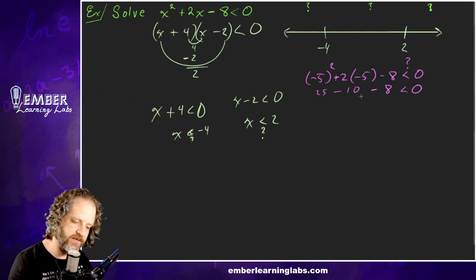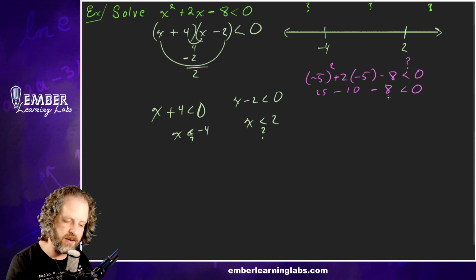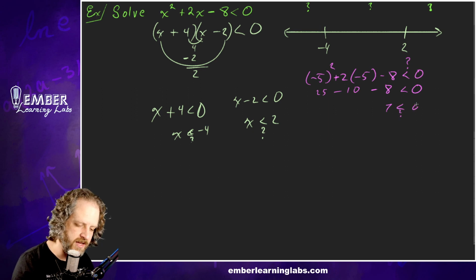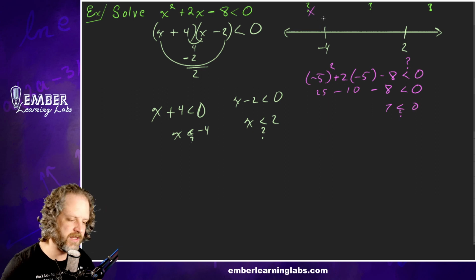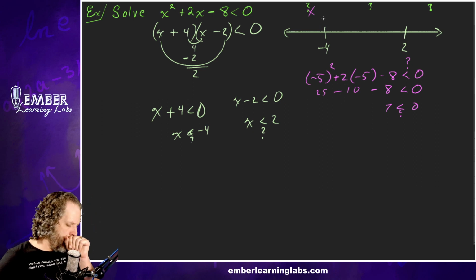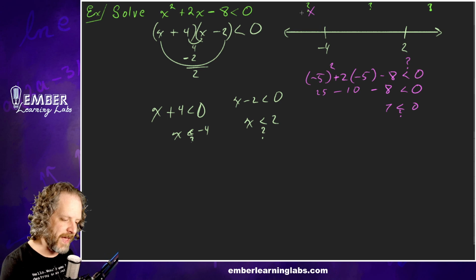25 minus 10 is 15. 15 minus 8 is 7. Is 7 less than 0? No, not less than 0. So it doesn't exist over there. So that doesn't work.